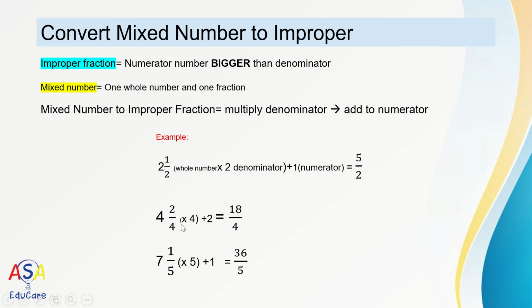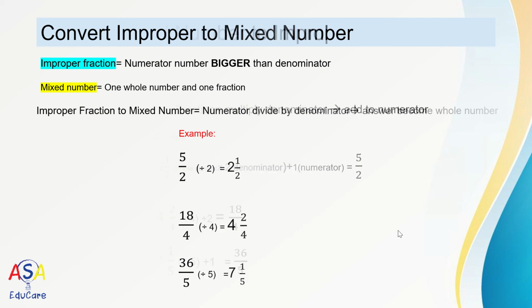Next one. 4 times 4, 16. Add back to here, numerator, become 18. Last one, 7 times 5, 35. Add back to numerator, become 36. So usually mixed number to improper is much easier compared to improper to mixed number. Don't worry, we'll work on it.